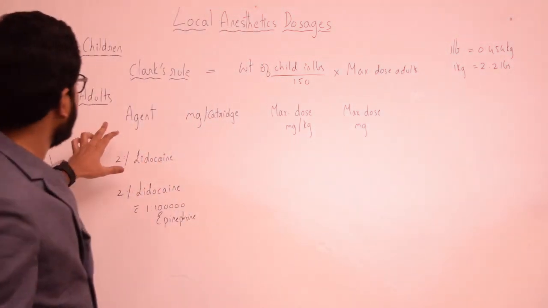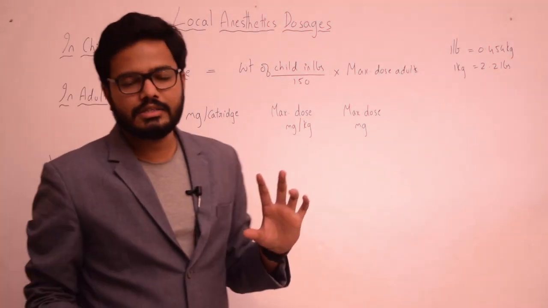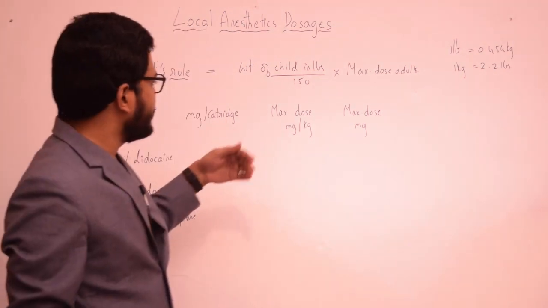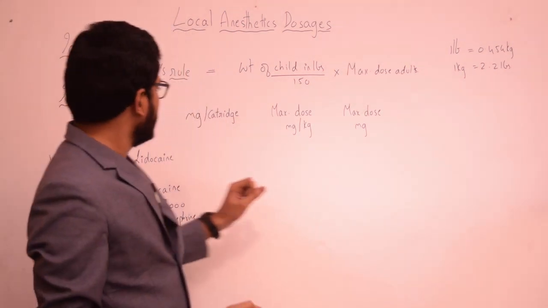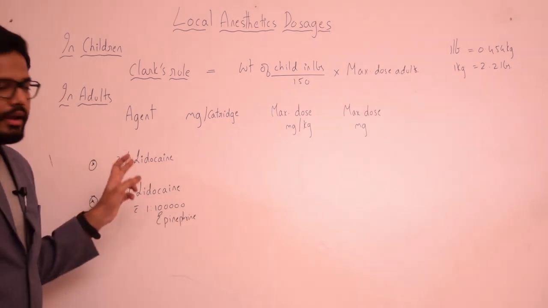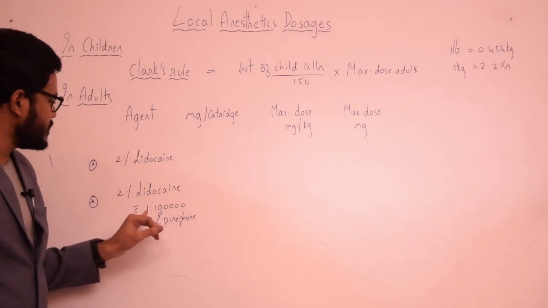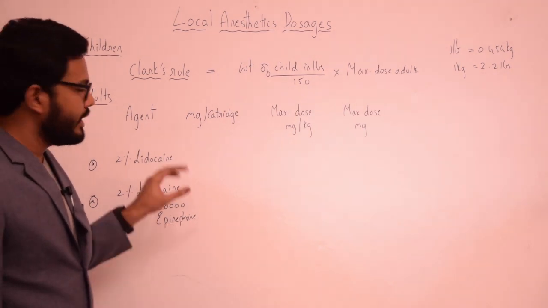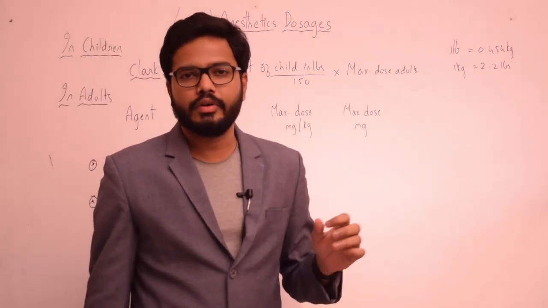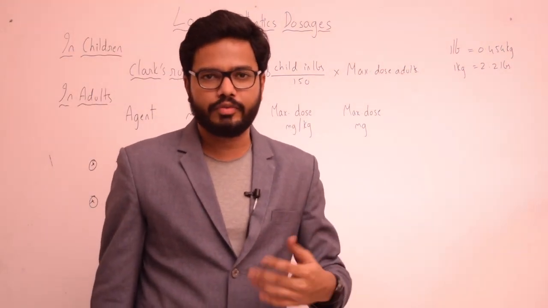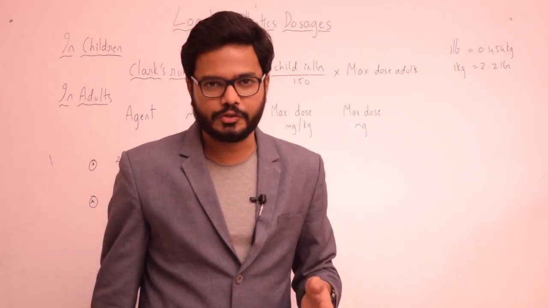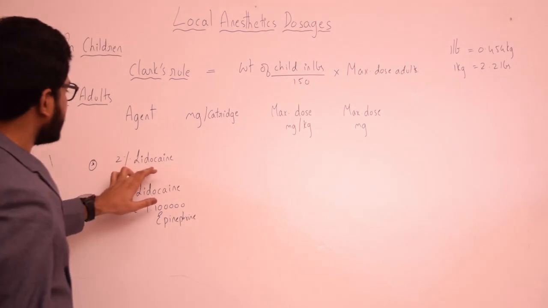Now, coming to various local anesthetic agents and their maximum safest doses permissible to be given in an adult patient. Let's look at a few local anesthetic agents, 2% lidocaine and 2% lidocaine with 1:1 lakh epinephrine. Their concentration in a cartridge, the maximum doses that can be given per kg body weight in case of adults, and the maximum doses that can be given to one individual. So coming to 2% lidocaine.